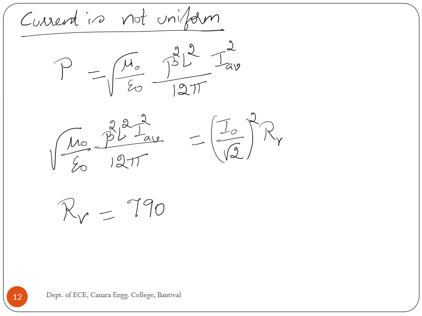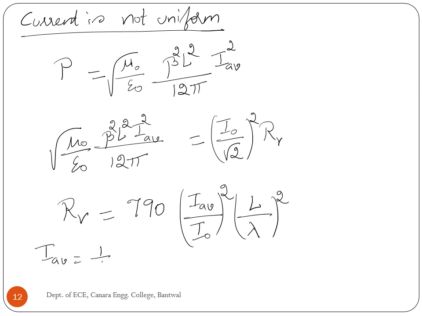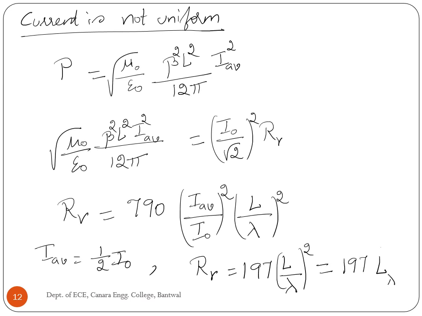Therefore, radiation resistance is equal to 790 times average current divided by peak value of the current, squared, into L divided by lambda square. We know that average current is always half of the peak value. Therefore, radiation resistance is equal to 197 L divided by lambda square, or we can say that it's 197 times the length of the dipole in wavelengths, squared.